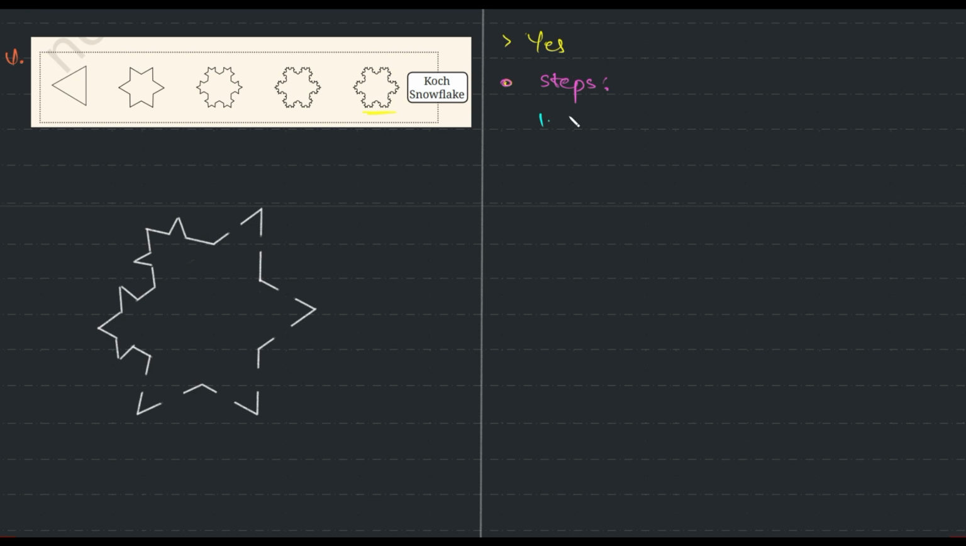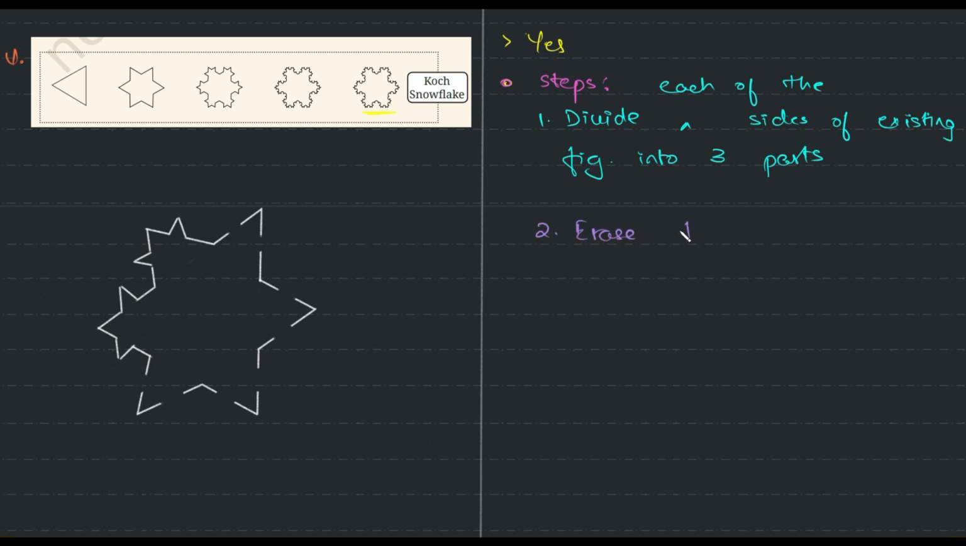Steps. Step 1: divide each of the sides of the existing figure into 3 parts. Step 2 is erase the middle part, and step 3 is add a bump or draw a bump. That's how you get your new figure.